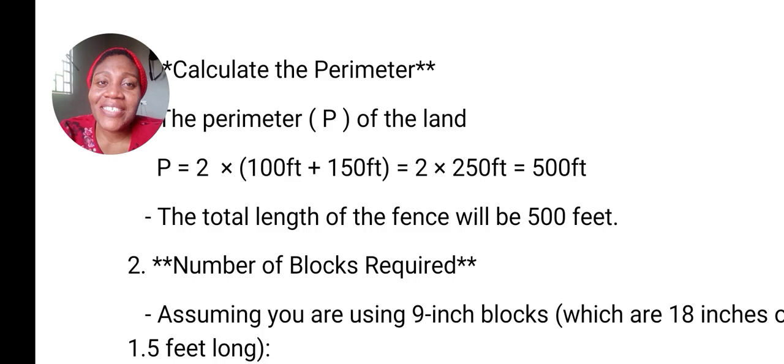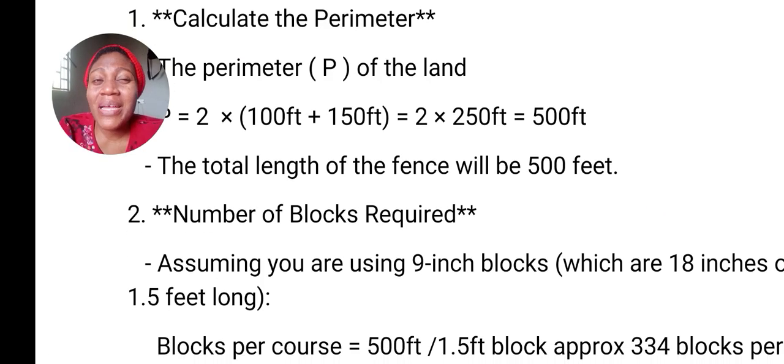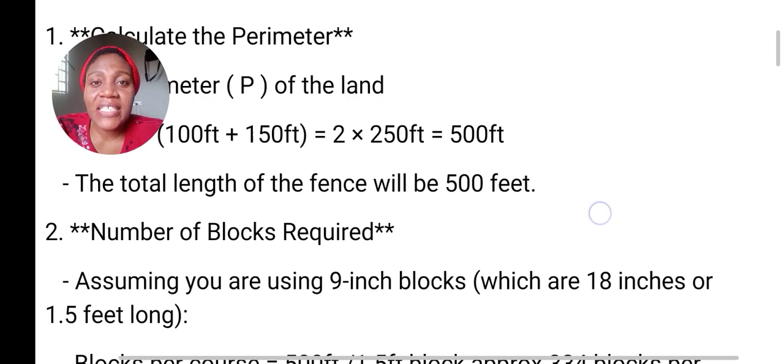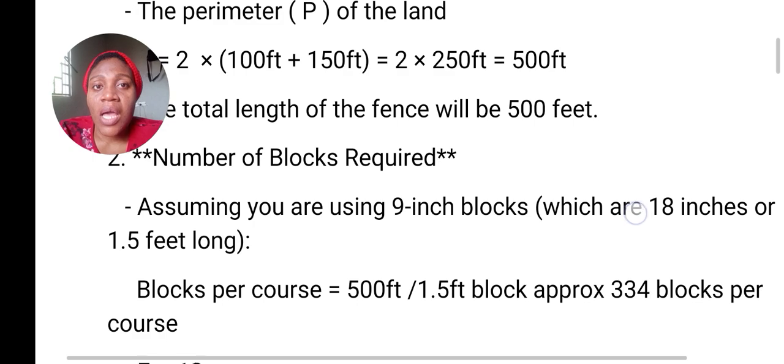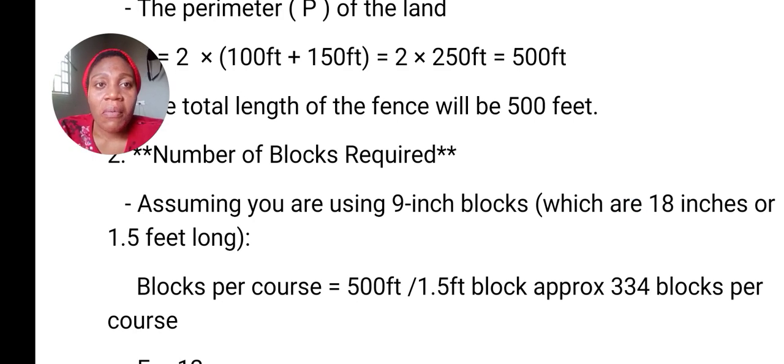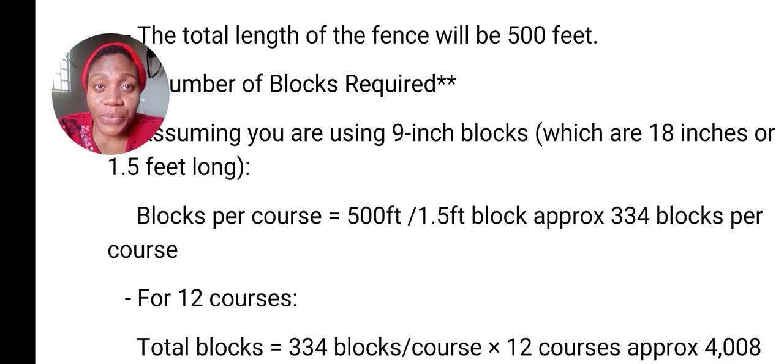All right. So the next thing you will do is to calculate how many blocks are required for this work. Assuming you are using 9 inch blocks, which are 18 inches, or 1.5 feet long. Now let's calculate it. Blocks per course will be that 500 feet that we got divided by 1.5 feet. That will give you approximately 334 blocks per course, per row.